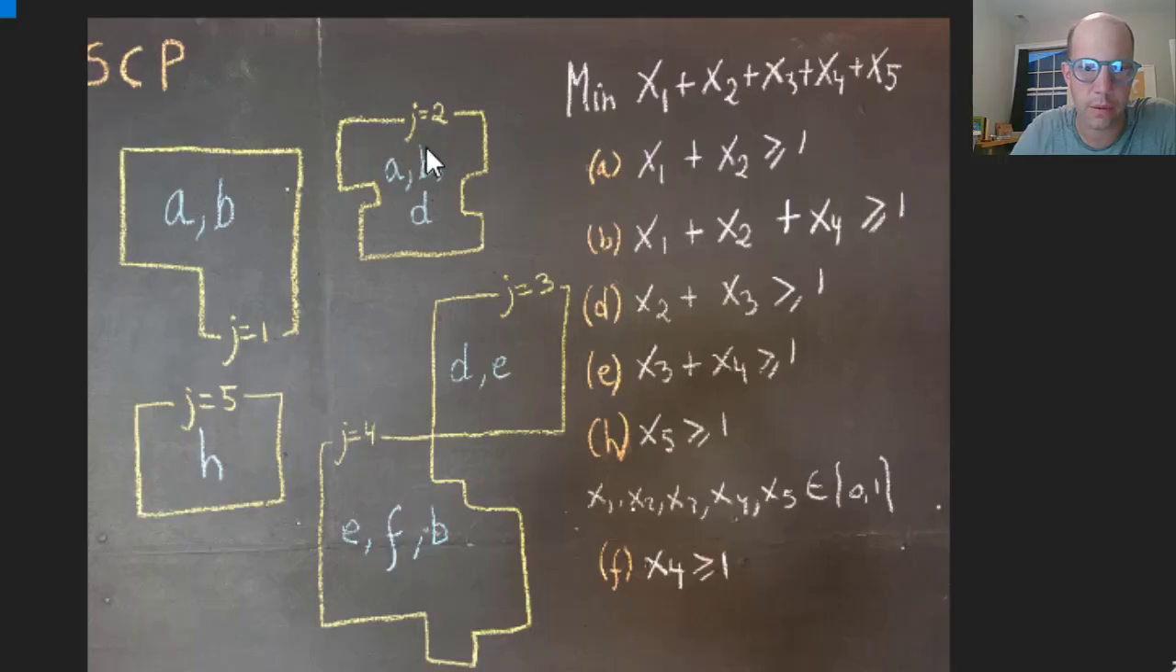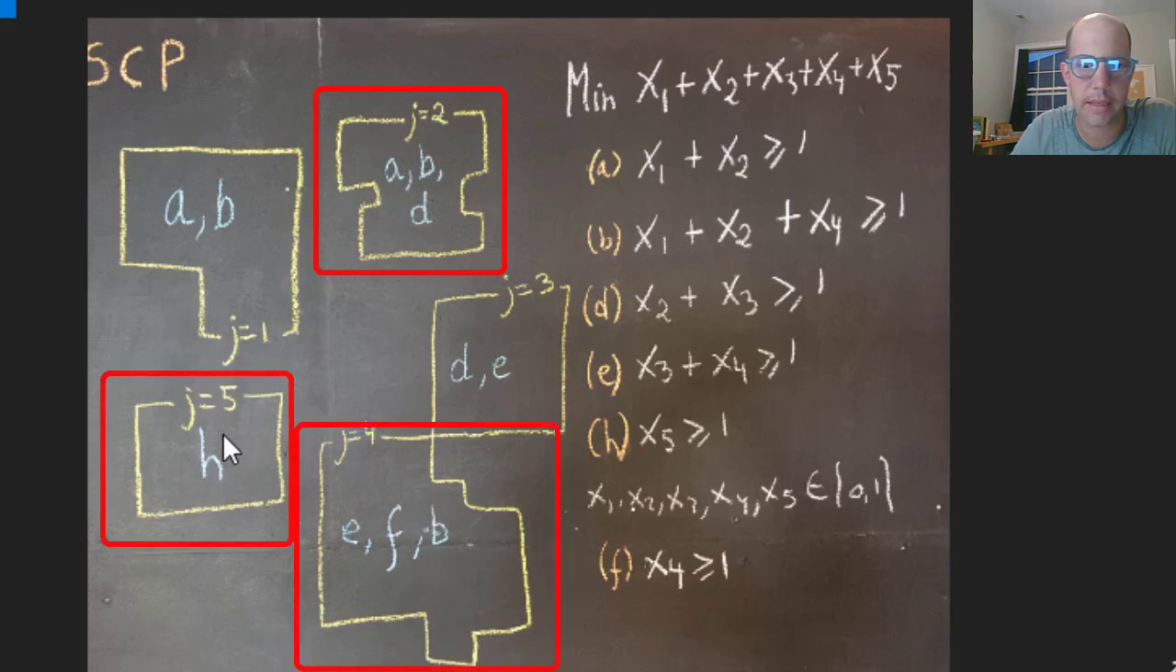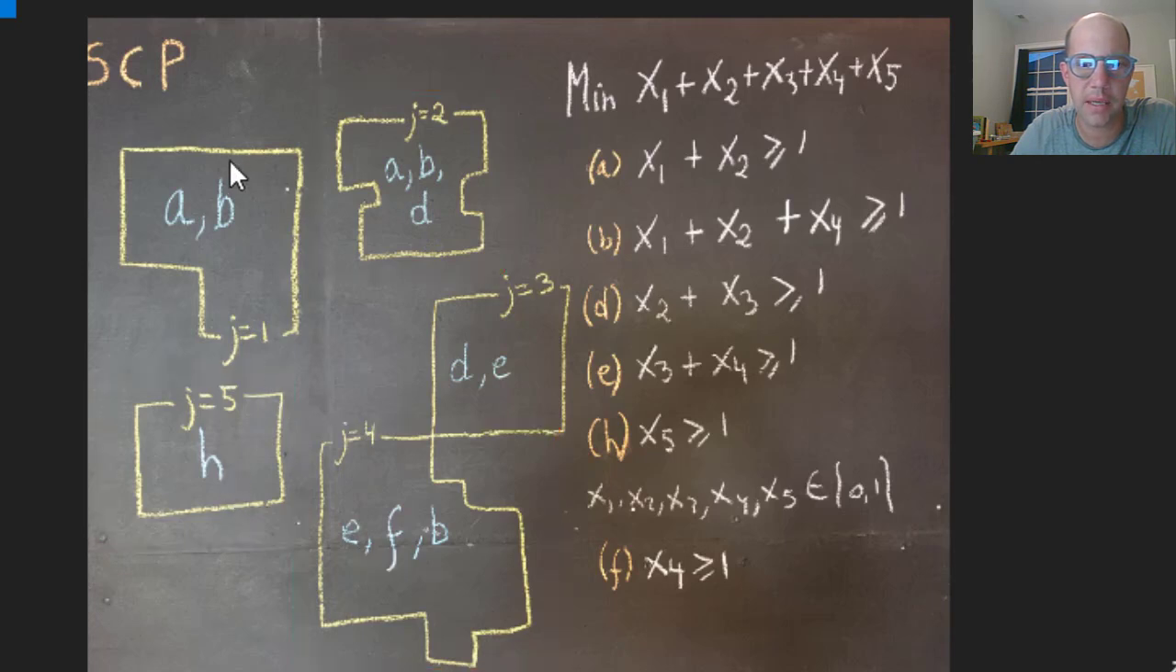So x2, x4, x5. Now let's look at the list of all of the species: A, B, D, E, F, and H. And there is nothing that, if I don't select 1 and 3, does not appear in the other ones. Okay, so that would essentially be the solution that we have.